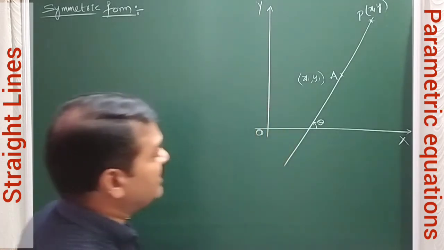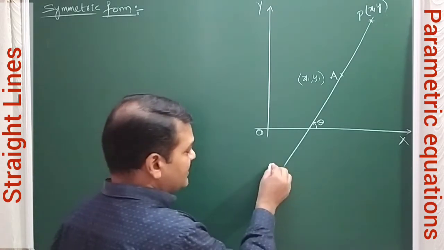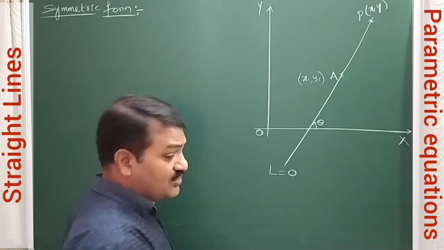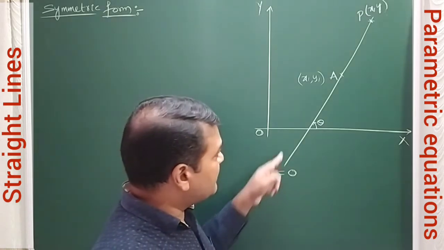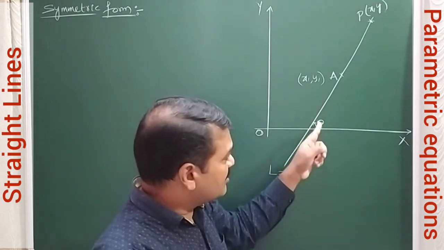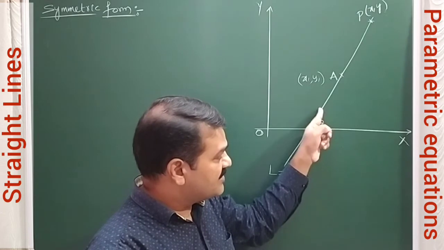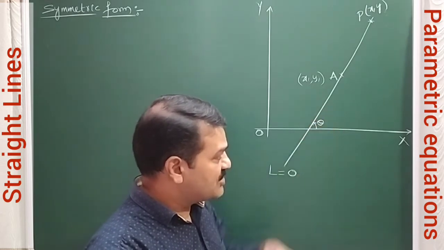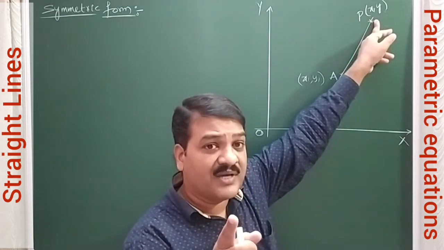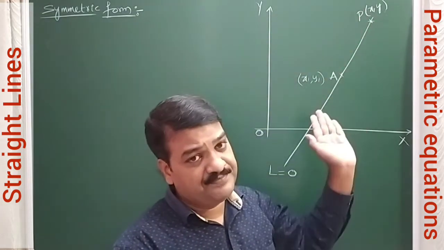So how we are going to derive this symmetric form, just observe. Let us observe this as the required line L equal to 0. The line is passing through x1 comma y1. Inclination of the line is theta. So this is the angle made with positive x-axis in anti-clockwise direction. And let us take a variable point x comma y on the line. So this is a variable point or moving point.